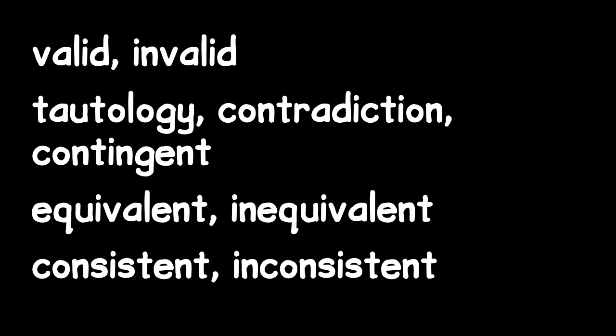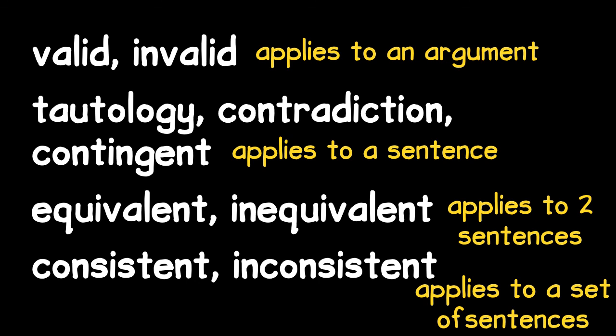So, one thing to note about them is that they all apply to different kinds of things. An argument is valid or invalid. A single sentence will be a tautology, a contradiction, or a contingent sentence. Two sentences will either be equivalent or inequivalent. And a set of sentences, or list of sentences, will be consistent or inconsistent.